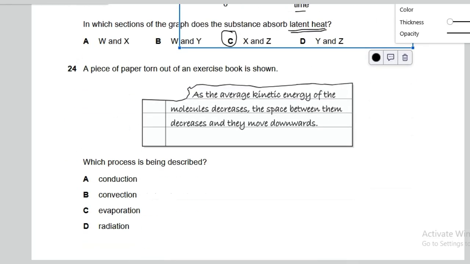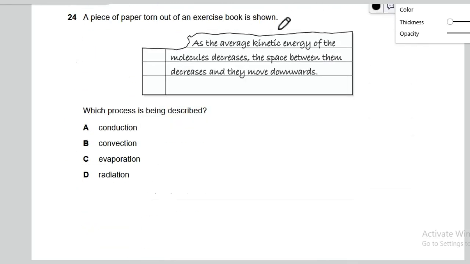Question 24. A piece of paper torn out of an exercise book is shown. Which process is being described? So the paper says, as the average kinetic energy of the molecules decreases, the space between them decreases and they move downwards. So this is the description of convection. So option B is correct.